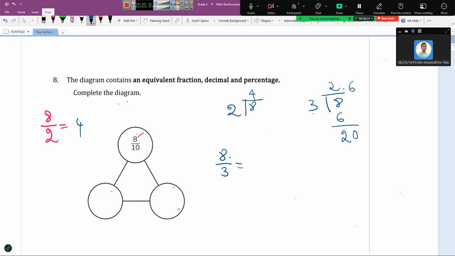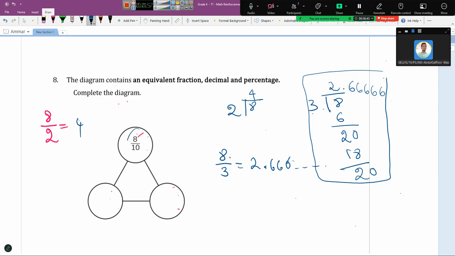So 6 into 3 is equal to 18. Again the remainder is 2. Again you can put 0 here. Again 6. So it will continue: 2.66666 and so on, right? So the answer is 2.66666 like that. Again, can you just apply the same idea to convert this fraction to decimal?